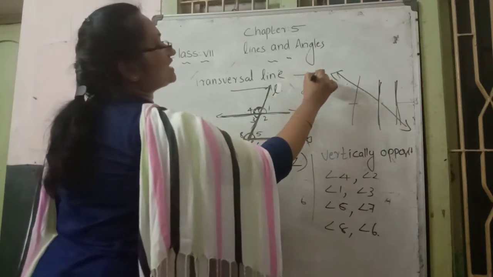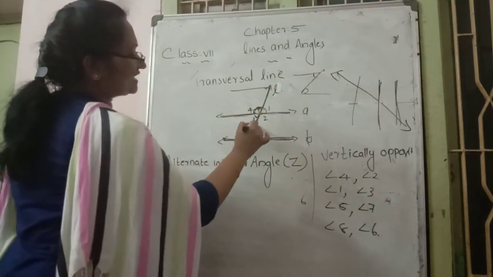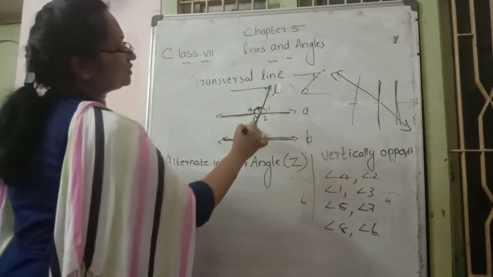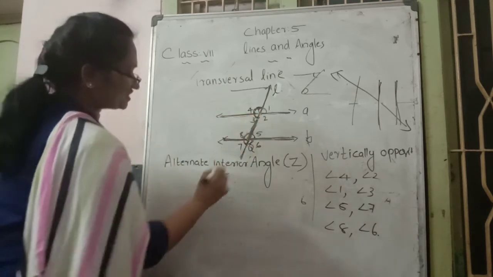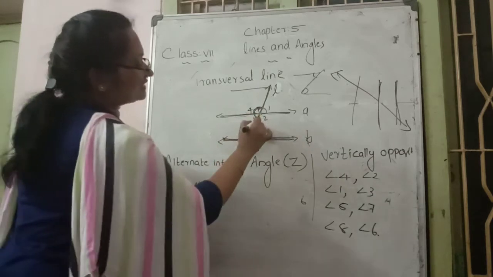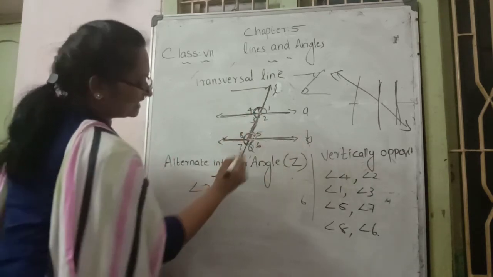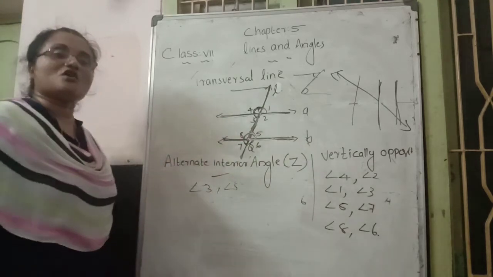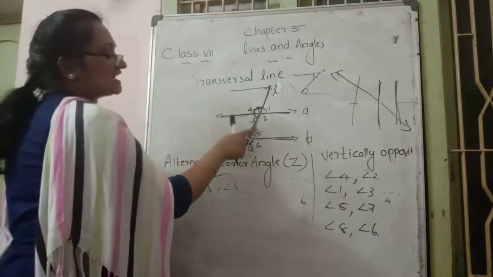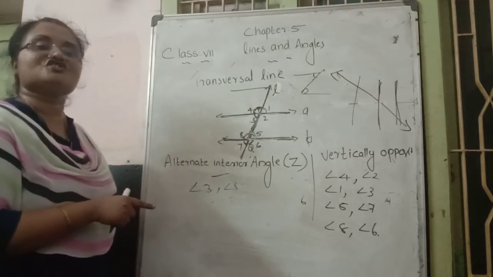That means two rays are there, and they make an angle. Here also two rays are there, this one and this one. Which angle is the corner of that Z shape? Angle 3. And the second corner part is marked angle 5. So we can say angle 3 and angle 5 are the alternate interior angles.